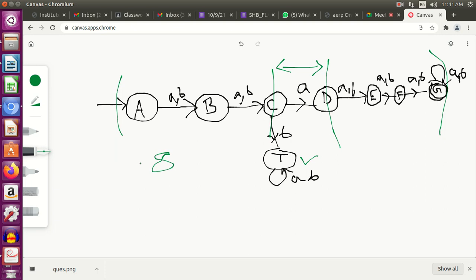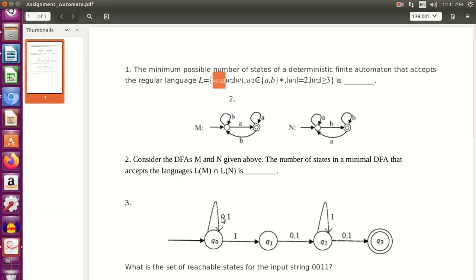Okay. So is the logic clear? How am I constructing that? It's a very easy one actually. Still, is the concept clear? Is the logic clear, all of you? Yes, ma'am. Okay, fine. So let us move to the next question.